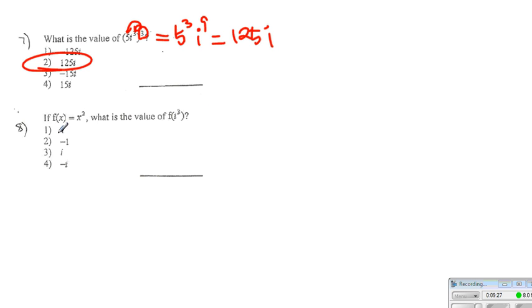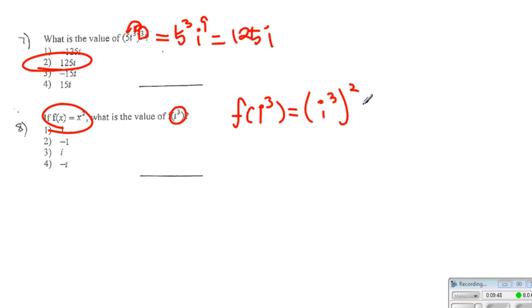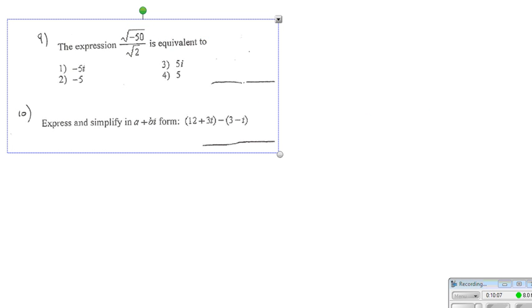Now, here number 8, we are given a function f of x equals x squared, and here we have i to the third power in place of x. Then f of i to the third has to be equal to i to the third squared, by using this expression. Then we end up getting i to the 6th power. But when you divide 6 by 4, this will be equal to i squared, which is equal to negative 1. Choice number 2.